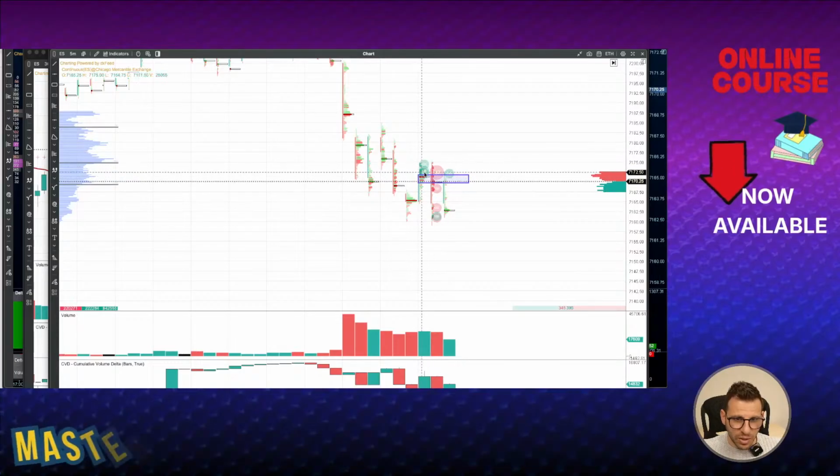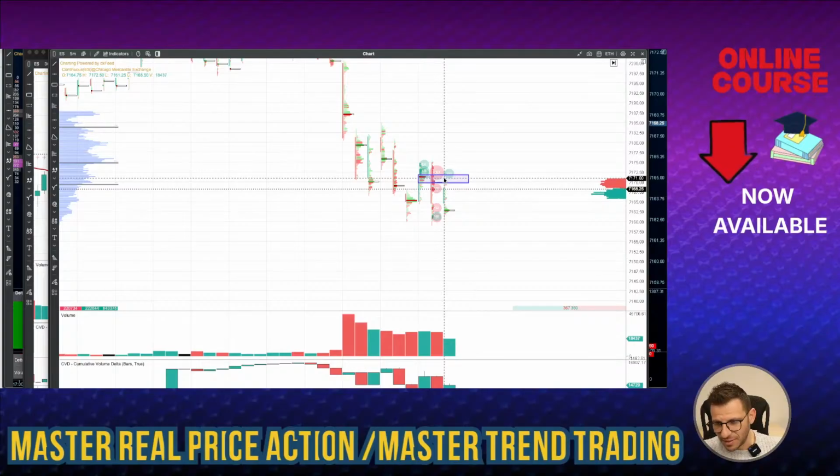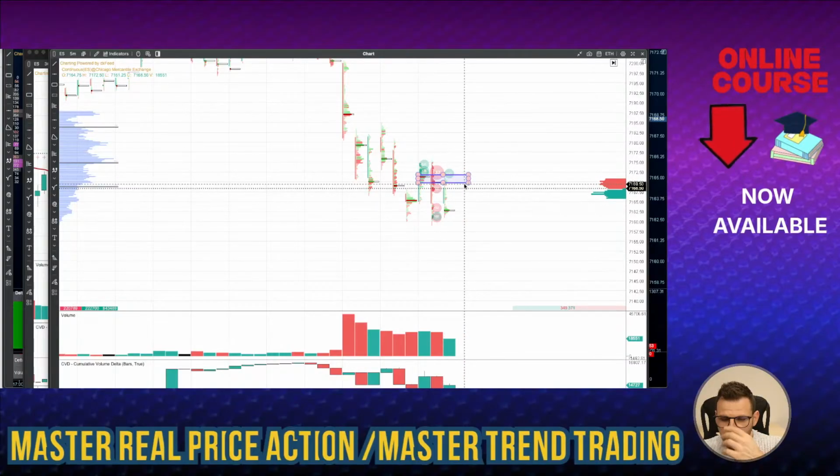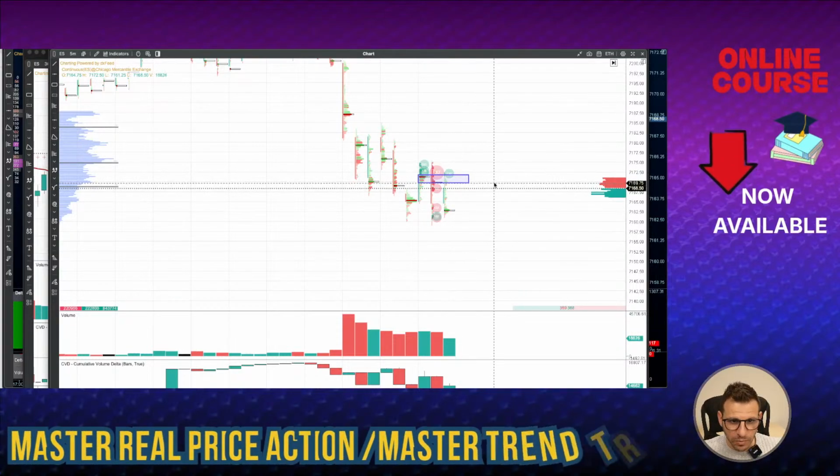See, this box will become a key resistance, or key support if we break above it.